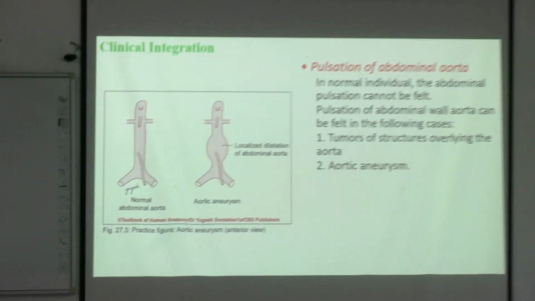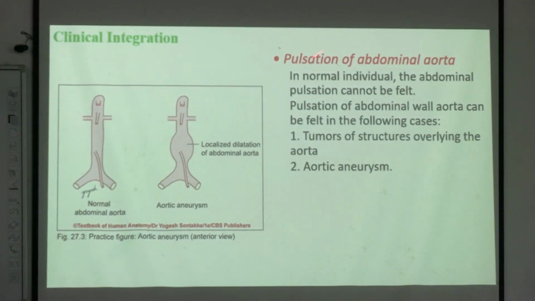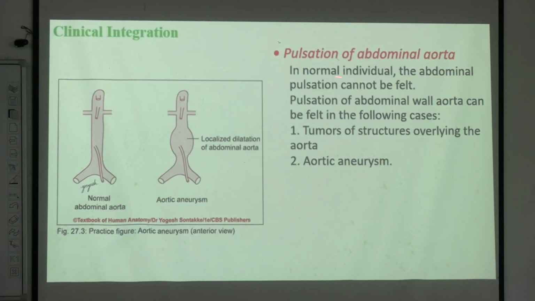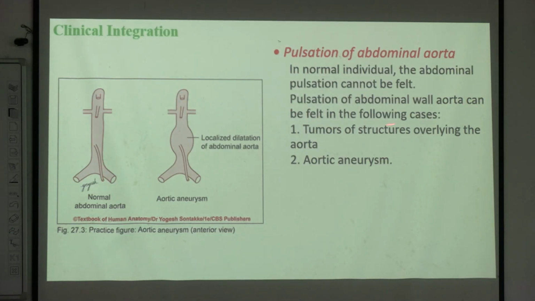Now, pulsation of the abdominal aorta. In a normal individual, the abdominal pulsation cannot be felt. But pulsation of the abdominal aorta can be felt in the following: tumors of structures overlying the aorta, and aortic aneurysm. These are tumors of structures overlying the aorta. There can be many types.